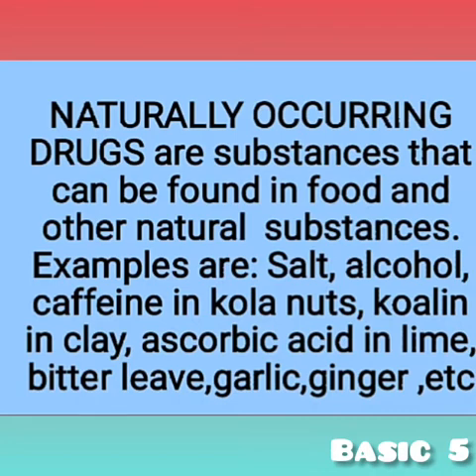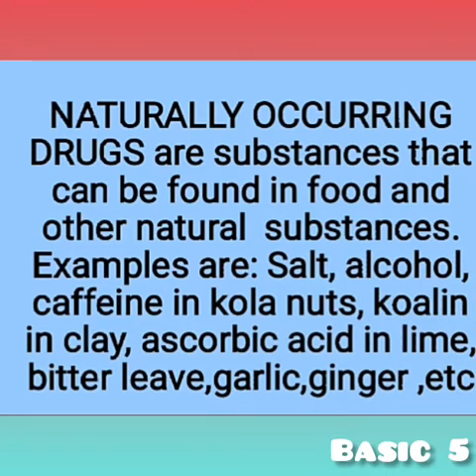Caffeine in cola nuts. Someone will be wondering, teacher, are you sure we have alcohol in food? Yes. For example, food substances like cassava. We have the raw cassava, and when we process it, you can have some atoms of alcohol in it. We also have caffeine in cola nut, choline in clay, and ascorbic acid in lime. And so many other chemicals, like we also have medicine or drugs in bitter leaf, in garlic, ginger, etc.